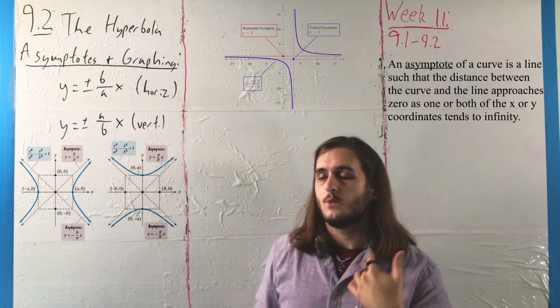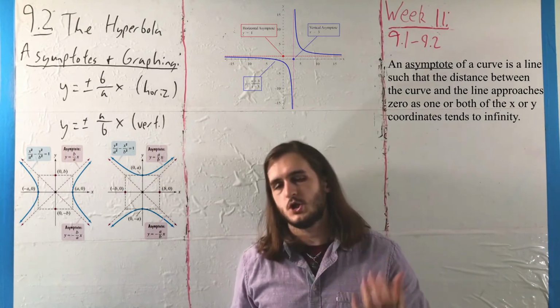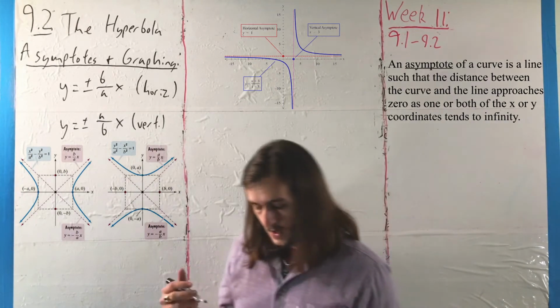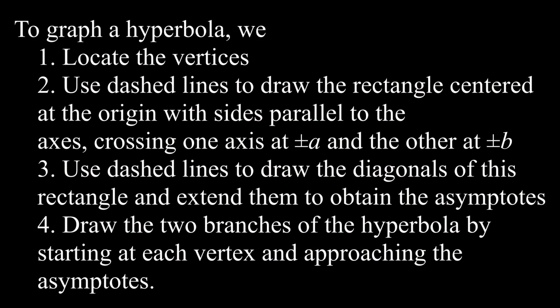And in fact, we can use these to be able to generate rough graphs for our hyperbolas using a few steps, where what we do is we locate the vertices of the hyperbola. That is, we figure out what the value a is, what the transverse axis is, and how far away things have to be from the center. Then we draw dashed lines to make a rectangle centered at the origin or wherever the center of the hyperbola is, parallel to our axes, crossing one at plus or minus a and the other at plus or minus b.